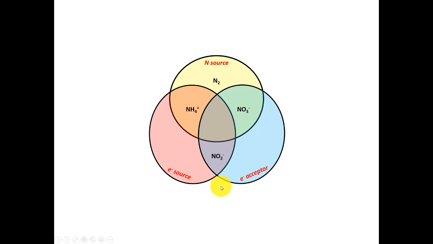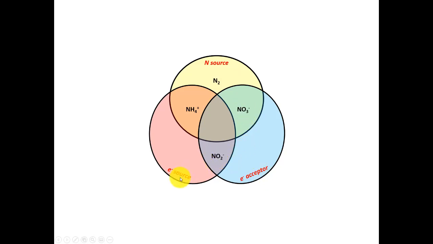Here are the nitrogen compounds that are involved with the nitrogen cycle, and I have them arranged according to what they can be used for. So for example, nitrogen gas can be used as a nitrogen source by some organisms. Nitrate can be used as a nitrogen source by some organisms, and others use it as an electron acceptor.